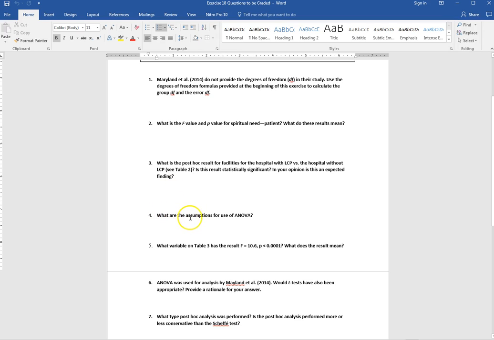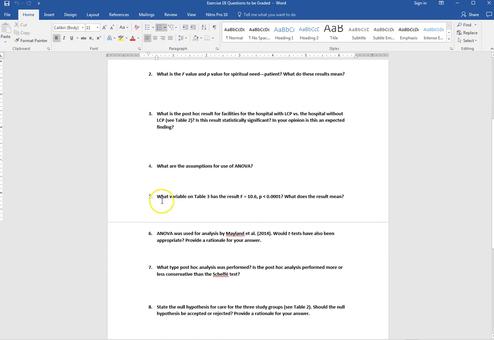Number four, what are the assumptions for use of ANOVA? So we have five assumptions for ANOVA. These are listed in the chapter, and they're also listed in the lecture slides on ANOVA. So you can find them in either of those places.